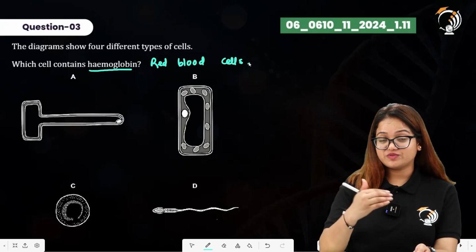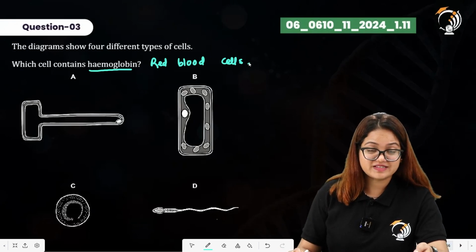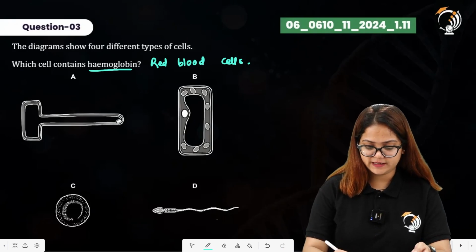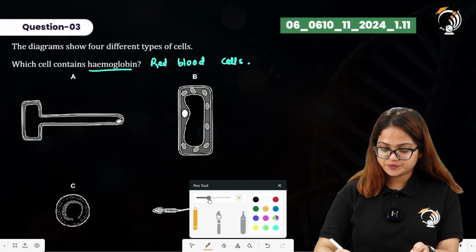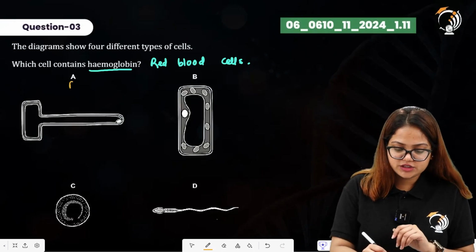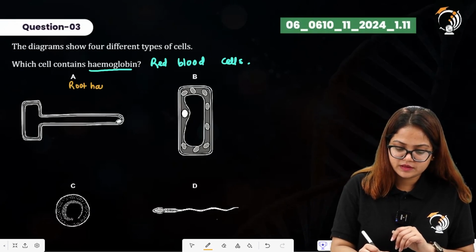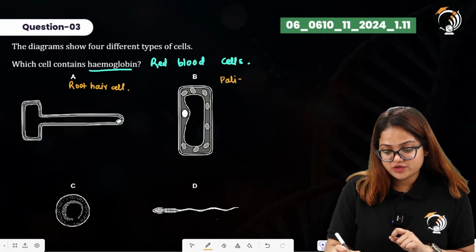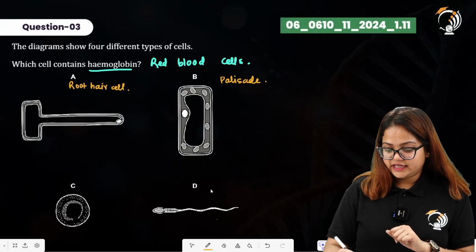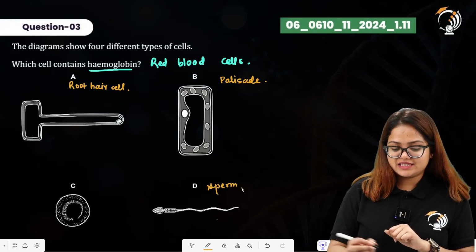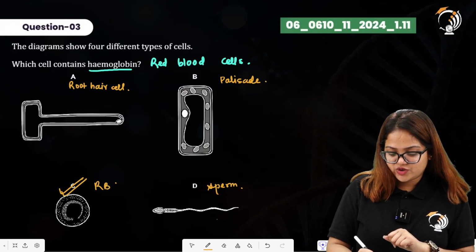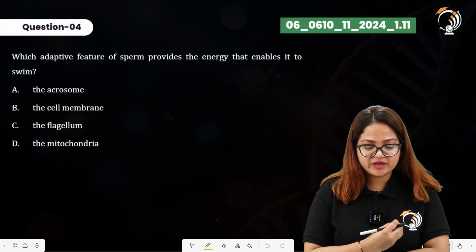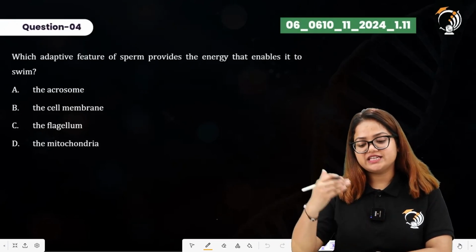We have to identify which of the given options resembles the red blood cell. So A here is the root hair cell. B is a palisade mesophyll cell. D is a sperm cell, and C here represents RBC. So RBC have hemoglobin.